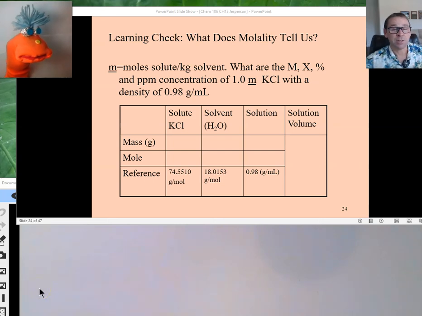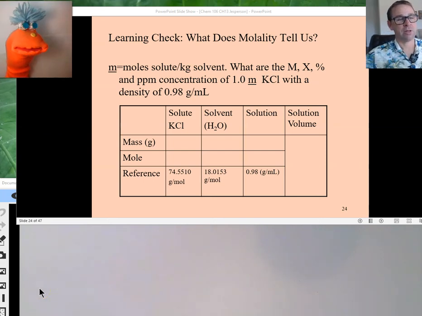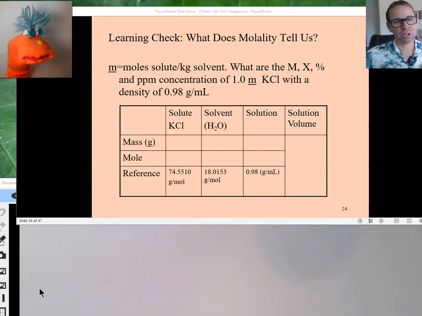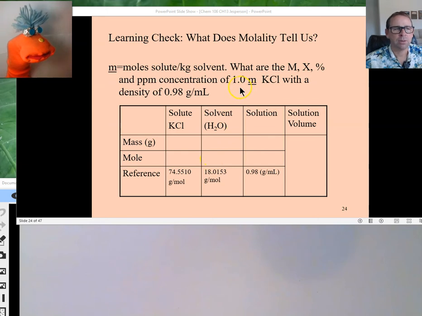Okay, so here's another opportunity for us to use our table to answer some questions. In this case, we want to know molarity, mole fraction, mass percent, and parts per million, given the molality of KCl. We're given the density, so that's easy to write down right here, down in this area. We're given the molar mass of our solute and the molar mass of our solvent. And molality. What does molality mean?